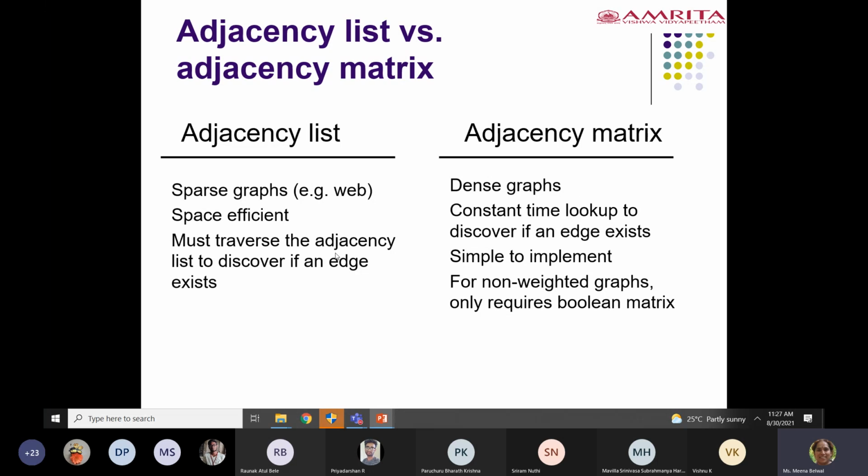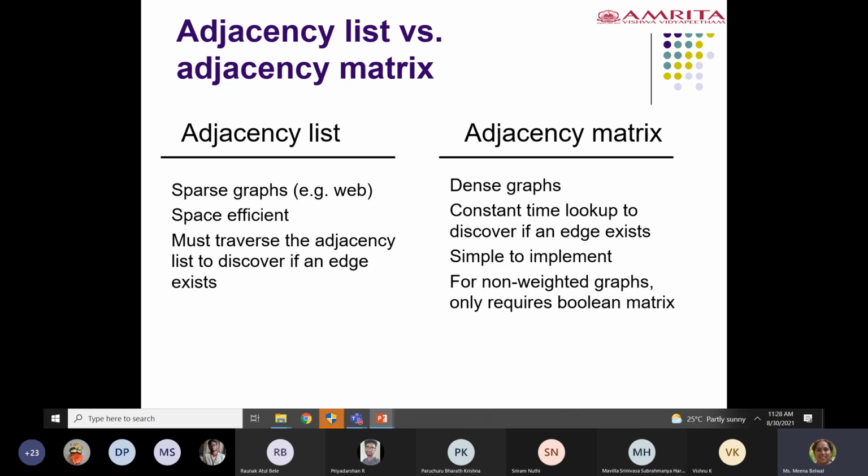In adjacency list, what happens? We have to traverse the adjacency list to discover if an edge exists. I want to check from A whether D is connected or not. So first I will go to the adjacency list of vertex A. Then I have to keep on searching. From A there is an edge to B. B has an entry, yes. C has an entry, yes. D has an entry, yes.